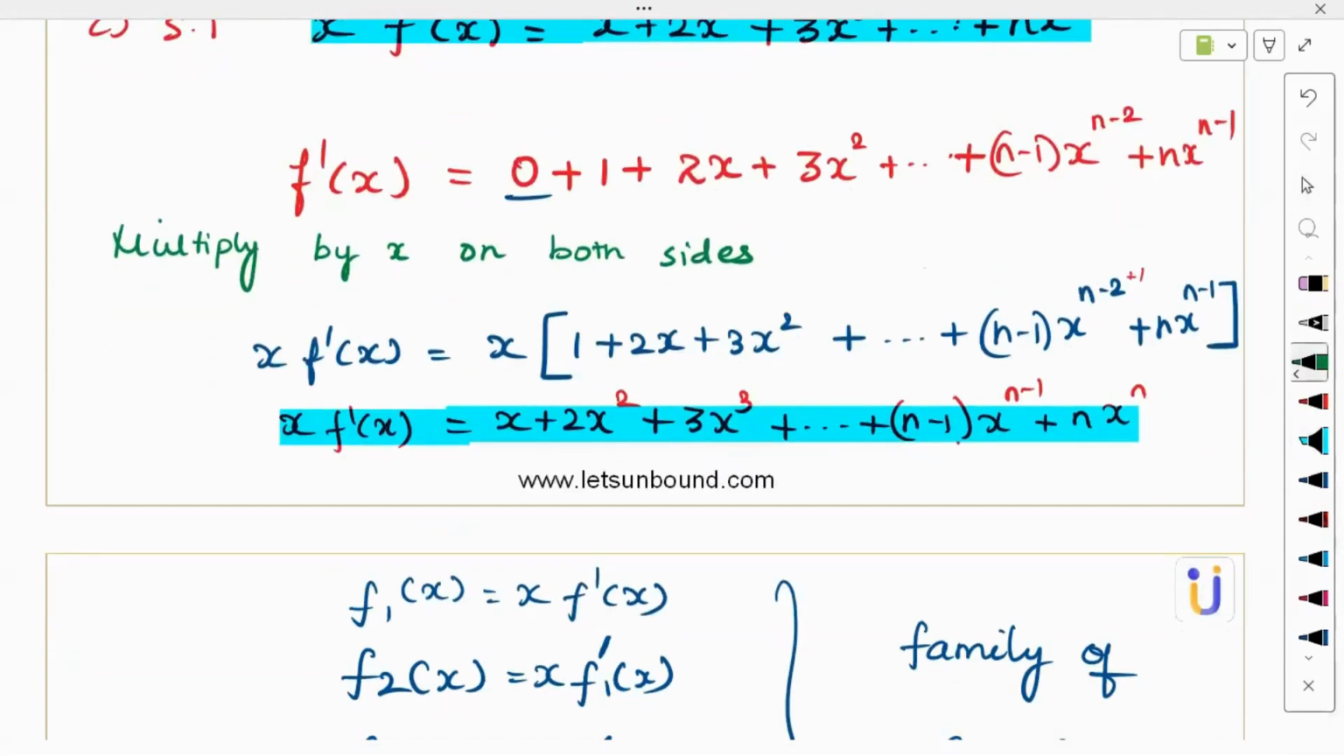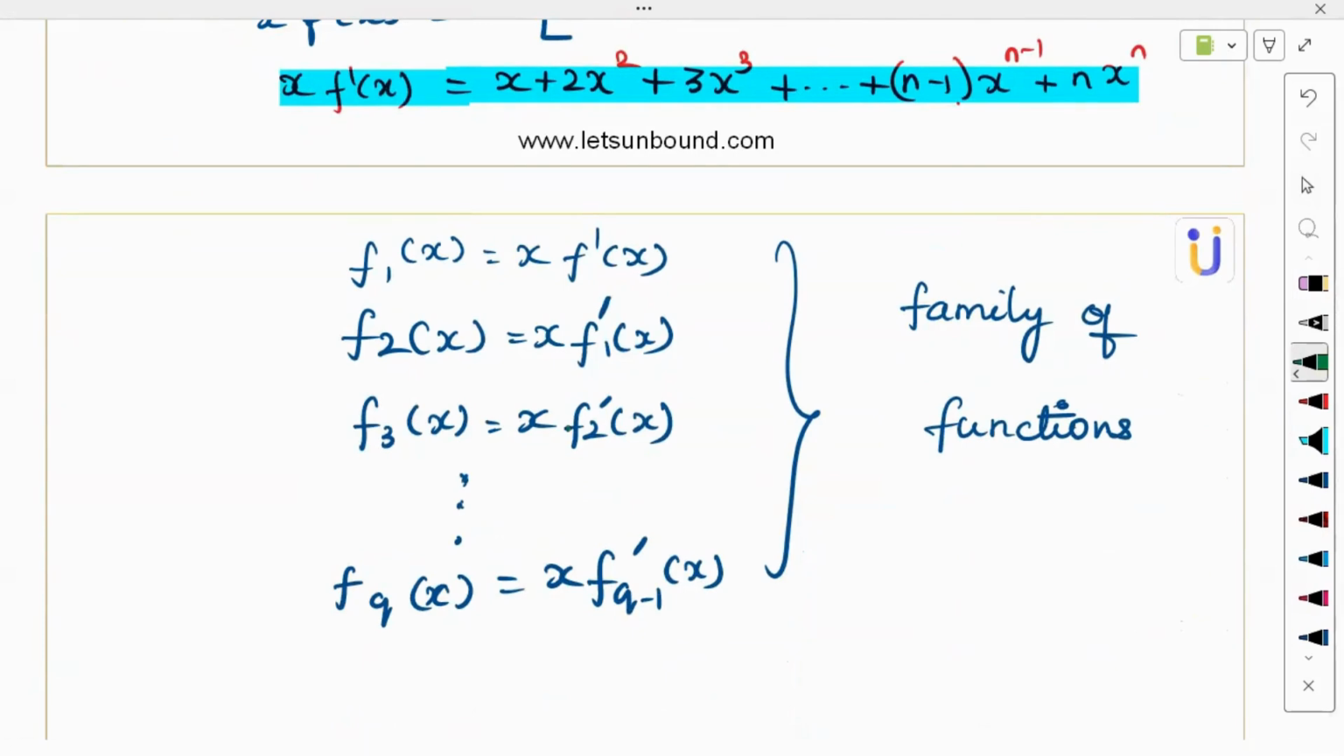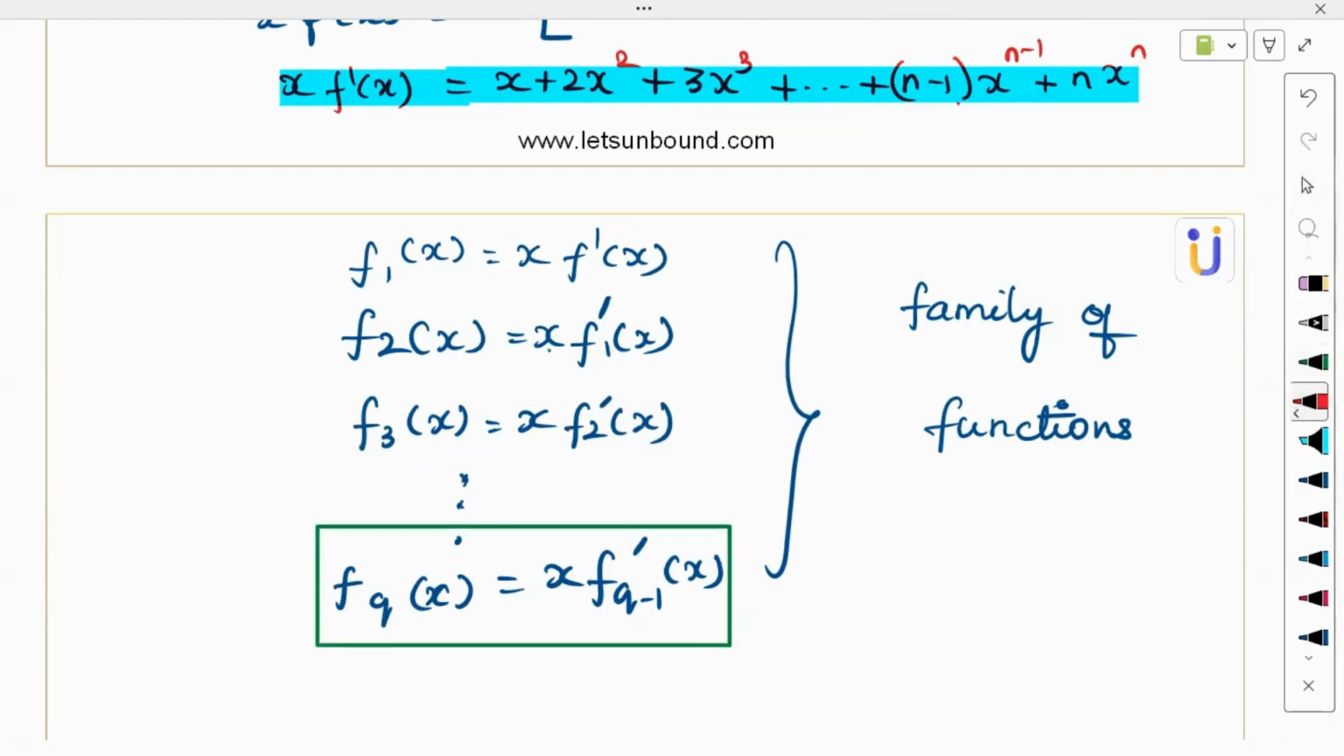Next, we're going to observe a family of functions here. F1 of x, like we did x f dash of x, is going to be represented as f1 of x. Then f2 of x is x f1 dash of x. Then f3 of x is x f2 dash of x, and so on. This is the general format. So let's consider this, and we are going to solve the upcoming questions based on this.